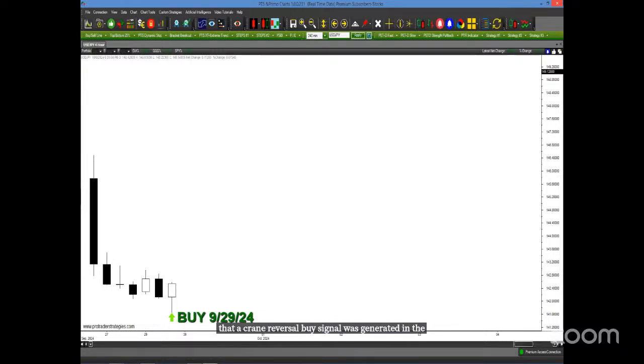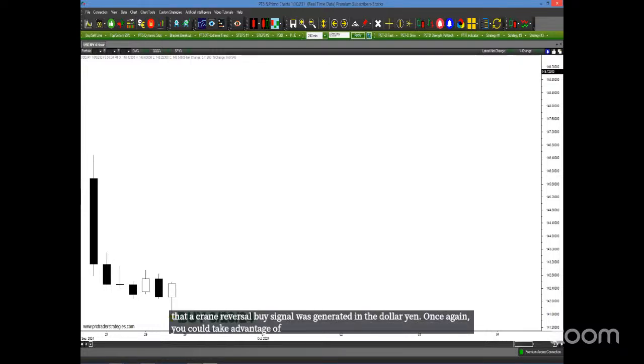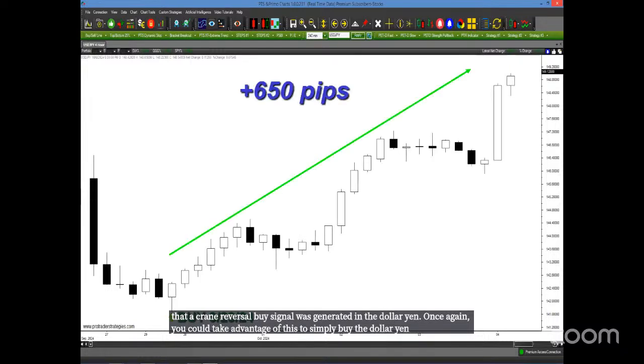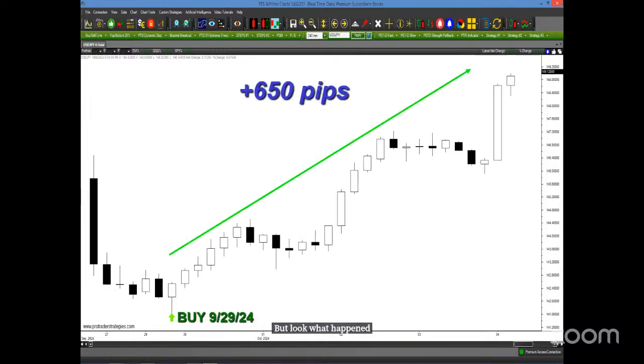Once again, you could take advantage of this to simply buy the dollar yen. It's up to you. But look what happened. Over 650 pips coming into just a week ago. This is the beauty of the PTR. It makes no difference what market, what direction, what time frame.